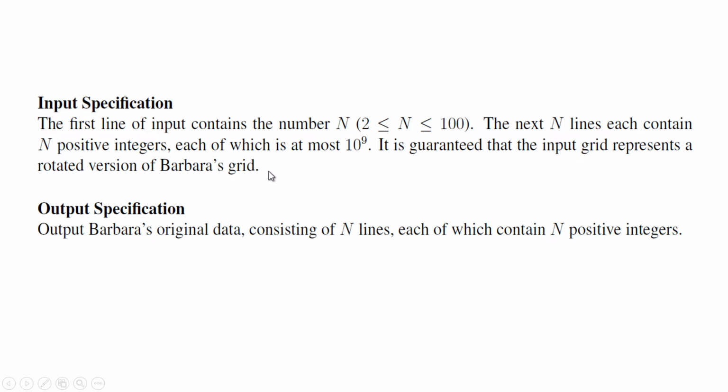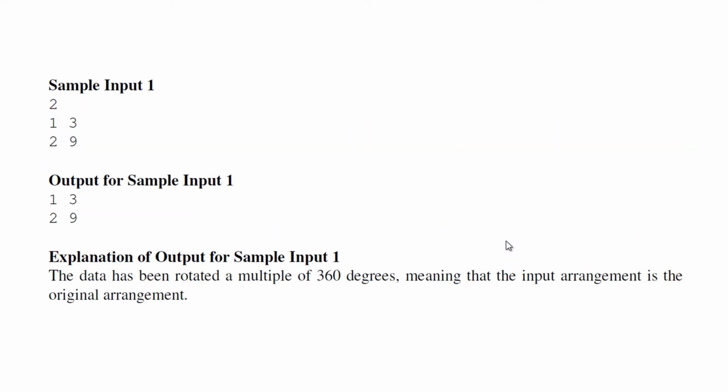So we have n lines of numbers, and each line has n numbers, but this is not the original data. This is after the rotation. It may not be ordered, and we should not expect ordered numbers from the input. The output is Barbara's original data. So this is the original n by n matrix, and in the output, all the numbers, row-wise or column-wise, should be ordered well. Now we have the samples.